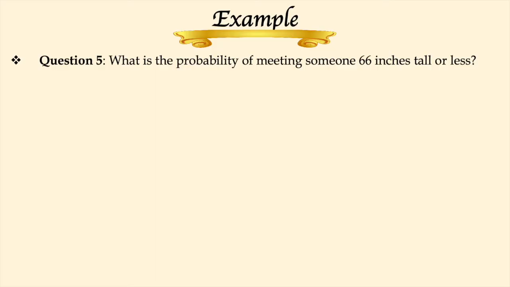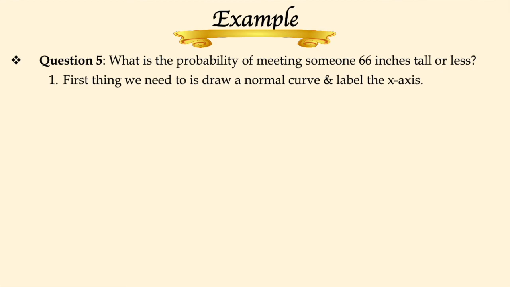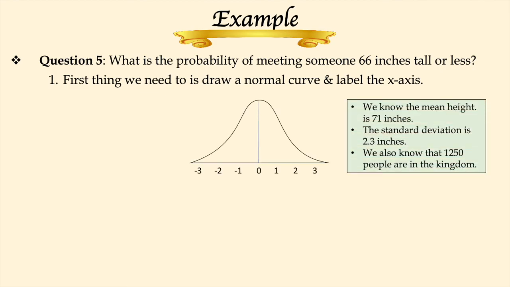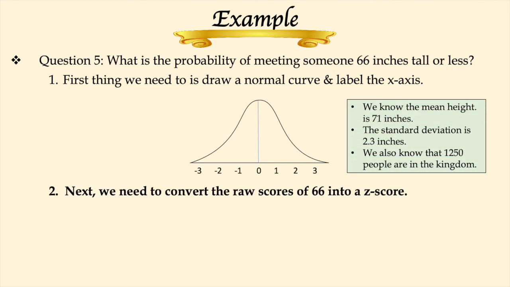Question number 5. What is the probability of meeting someone 66 inches tall or less? The key phrase "or less" indicates to us that we're going to be looking at the raw score of 66 and everything below that. So once again, given the data that we have, let's go ahead and draw our normal curve. The next thing we need to do is convert the raw score of 66 into a z-score.